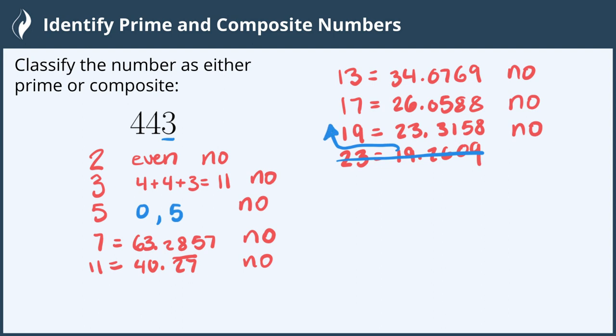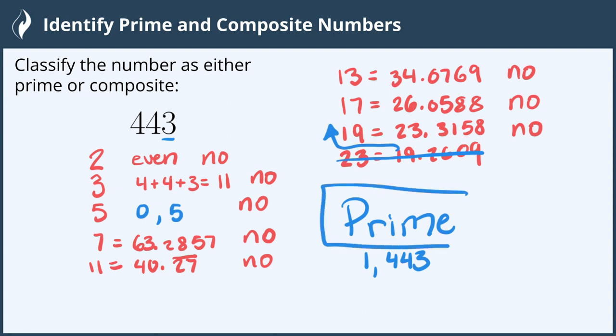So we can see that with all of our testing, none of our smaller prime numbers evenly divided into the number 443. Because of that, we can classify 443 as a prime number. That means it is only divisible by 1 and itself. And those are the factors, and that's the classification.